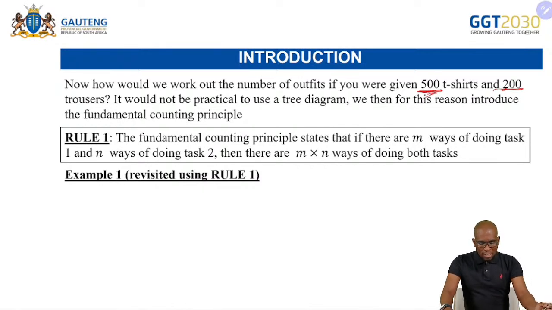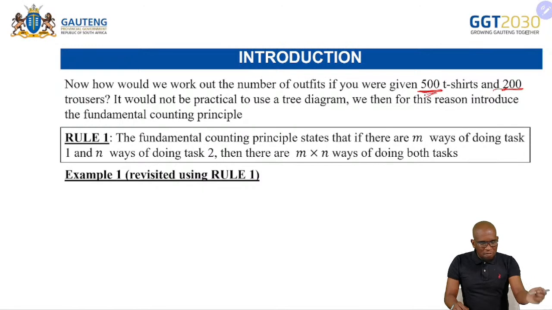Rule 1 states that if there are m ways of performing one task and n ways of performing another task, then there will be m times n ways of doing both the tasks. So if you have m ways of doing one task and n ways of doing the other task, to do both of them combined, you'd have m times n ways.